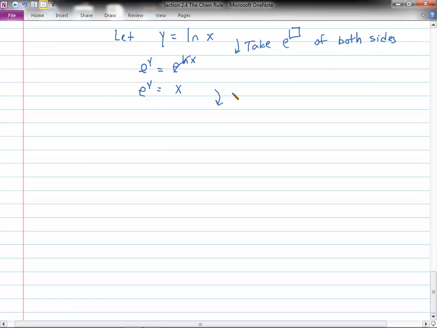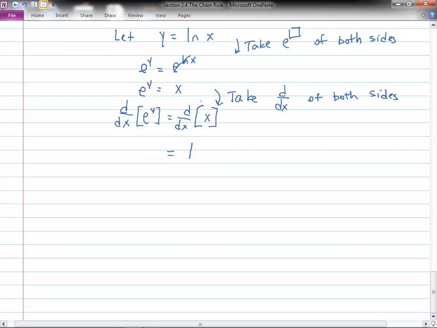So now take the derivative of both sides. Meaning, let's do d dx of e to the y and d dx of x. The right-hand side's easy. That's just 1. The derivative of x with respect to x is 1.